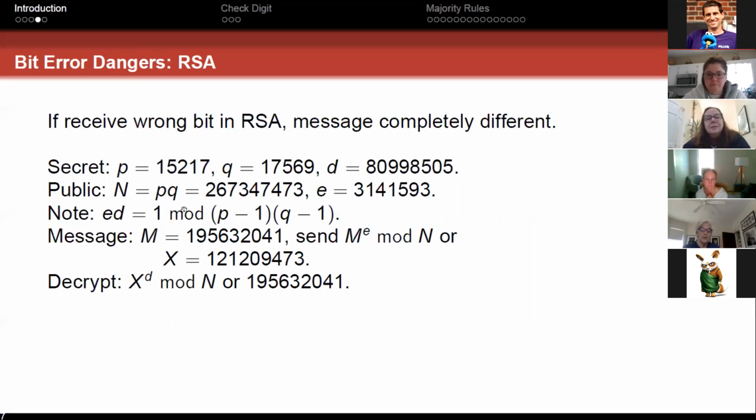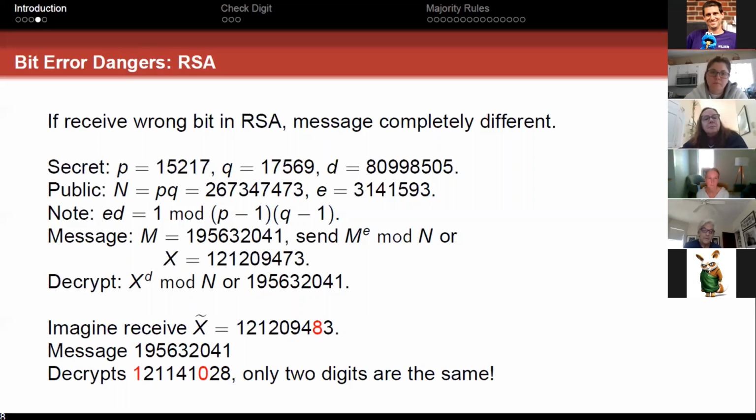You then take your message M, and you send M to the eth power mod n. What this means is you look at the remainder when you divide by n. And then to decrypt, you take the message you received, raise it to the dth power, and look at the remainder when you divide by n, and that turns out to be the message. Why all this works is some tremendous mathematics, but we can do it for the most part just using algebra 1.